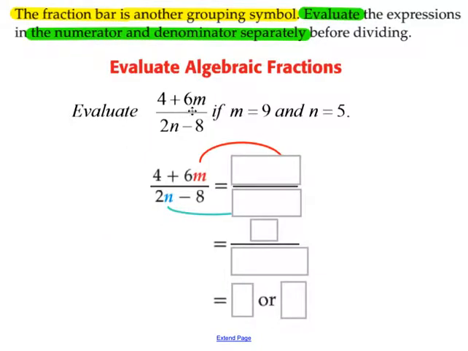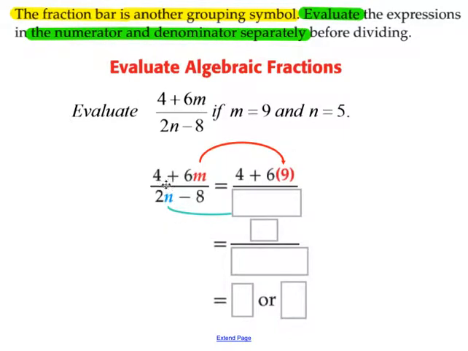When we have a fraction bar, that's a kind of grouping symbol. A fraction bar is the same as having parentheses around the numerator or the denominator, okay? So when we want to evaluate algebraic fractions, in this example we have m equals 9 and n equals 5. So wherever we see the letter m, that will become a 9, and the letter n will become a 5. So let's see what we get here.